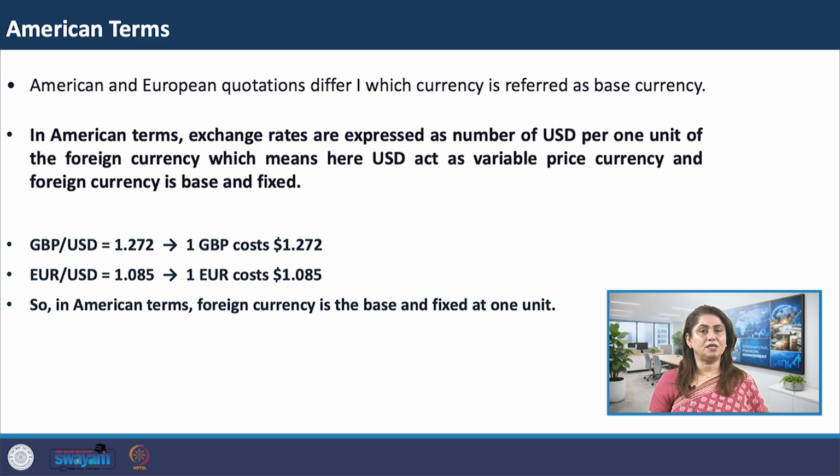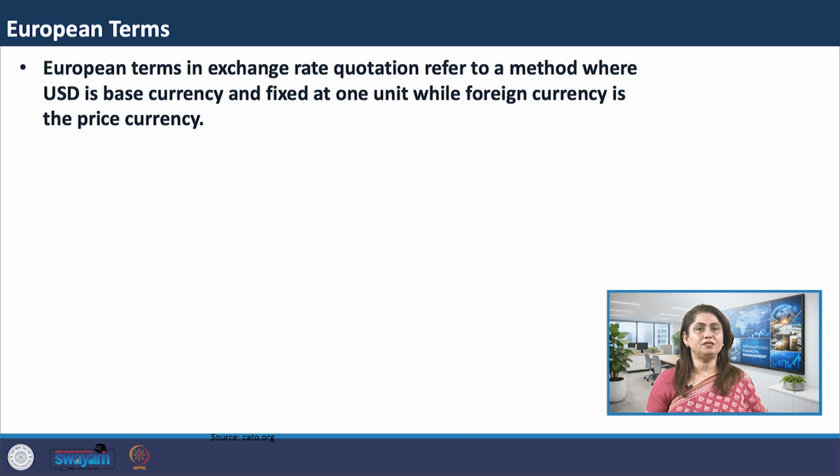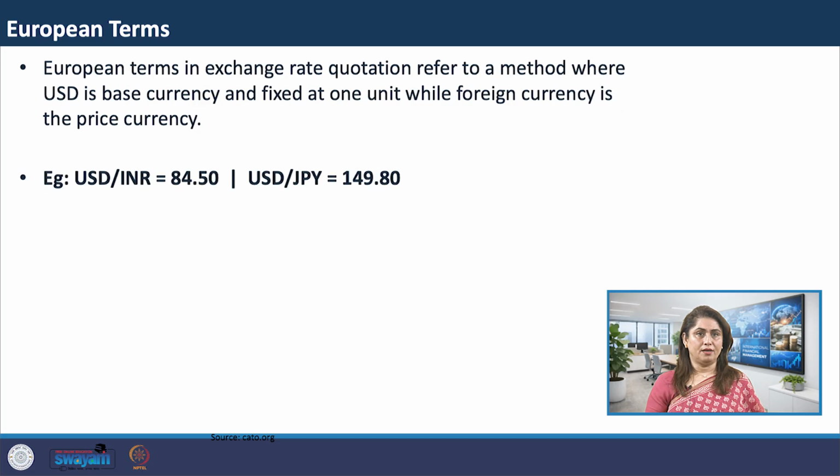Notice that in American terms it is the foreign currency, not the dollar, which is the base currency, and it is fixed at 1 unit. You are asking how many dollars does one foreign currency unit cost? In European terms, USD is the base. We always ask the number of foreign currency units per USD dollar. Here USD is the base and it is fixed at 1 unit, and foreign currency is the price currency. Hence, foreign currency becomes the price currency.